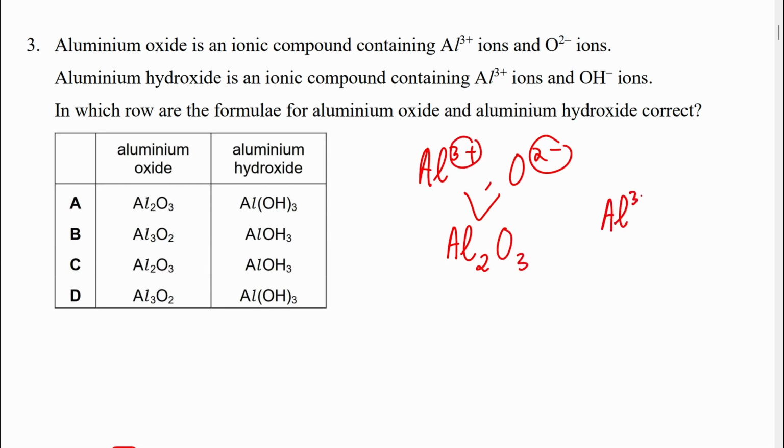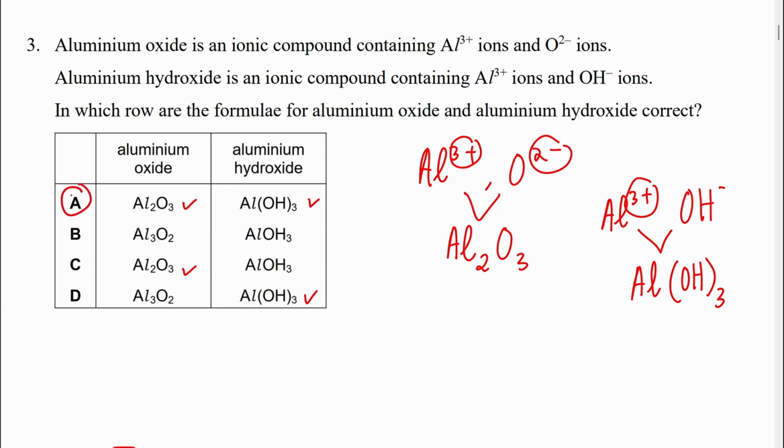Next, Al3+ with OH-. So I will take yours, you will take mine. So Al1 and OH in bracket 3 times. So Al2O3 and Al(OH)3. So the correct answer here is A.